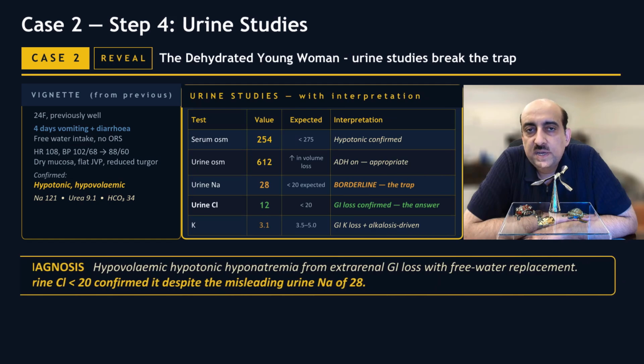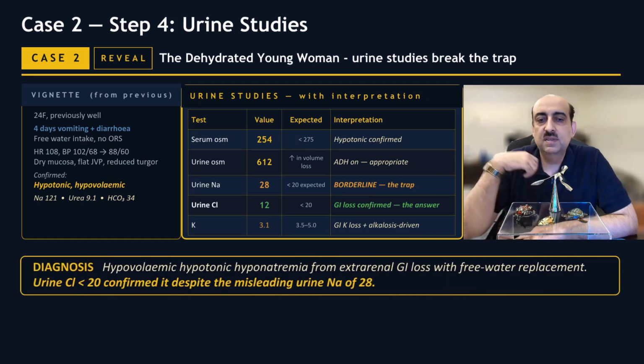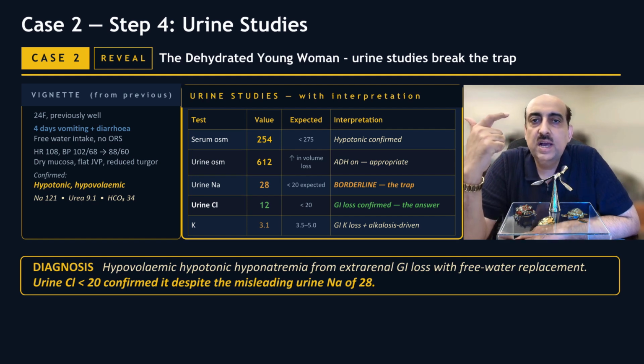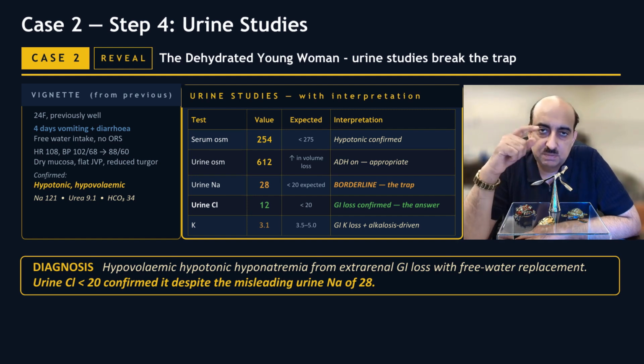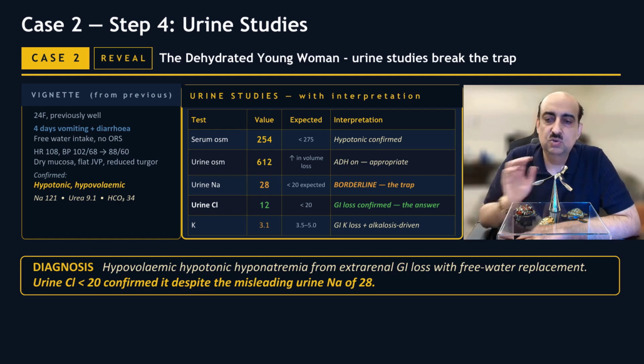So the final diagnosis for case number 2 is hypovolemic, hypotonic hyponatremia from extrarenal GI loss with free water replacement, which the patient had before. And the urinary chloride is less than 20, which confirms it despite the urinary sodium being borderline at 28. So with our MedEd quartet, we've been able to diagnose it.